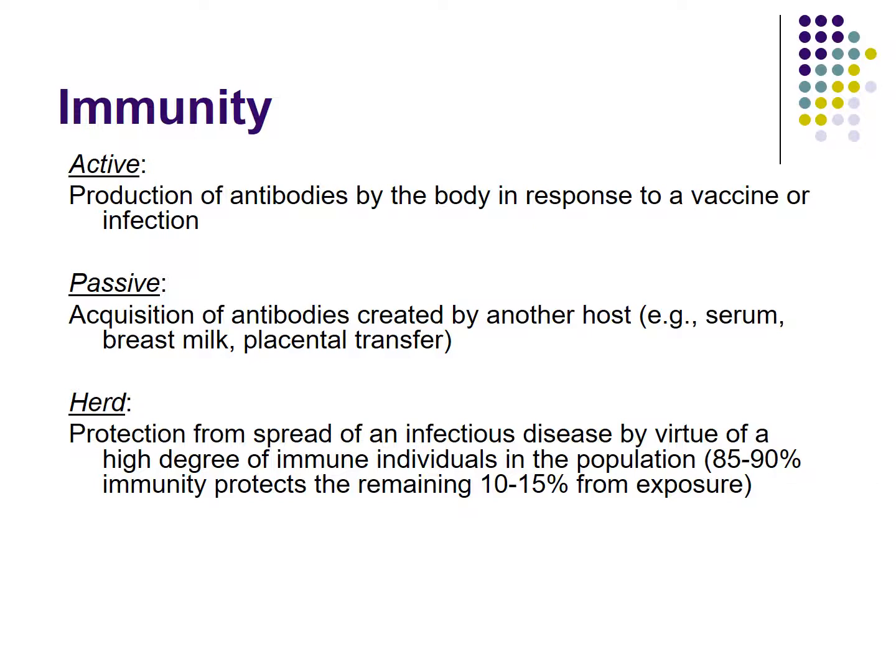Passive immunity is the acquisition of antibodies created by another host. So getting antibodies in the baby through breast milk from the mother would be a form of passive immunity. Herd immunity is protection from the spread of disease because of a high degree of immune individuals in the population. So it's felt that for measles, for example, if 85 to 90% of the people in the population are immune, that really protects the remaining 10 to 15% from exposure. It shields them, if you will. The people around them don't get the illness so much.